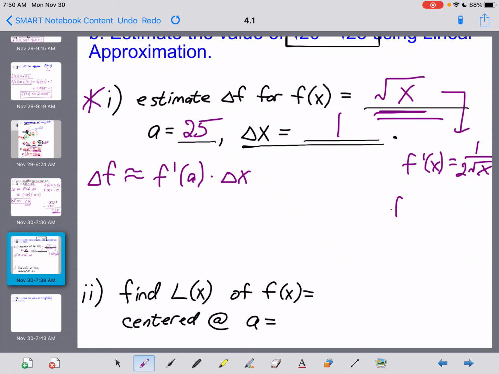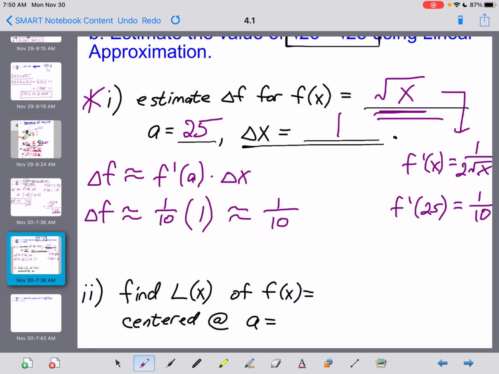And now we can evaluate F prime at our A value of 25. Down in the denominator, the square root of 25 becomes 5. It gets multiplied by 2 to make a 10, so the slope of our tangent here is 1/10. All right, so let's keep going. Delta F is then approximately equal to F prime of A, which we just estimated to be 1/10, multiplied by delta X, which is 1. So we come up with this delta F value right here of simply 1/10.